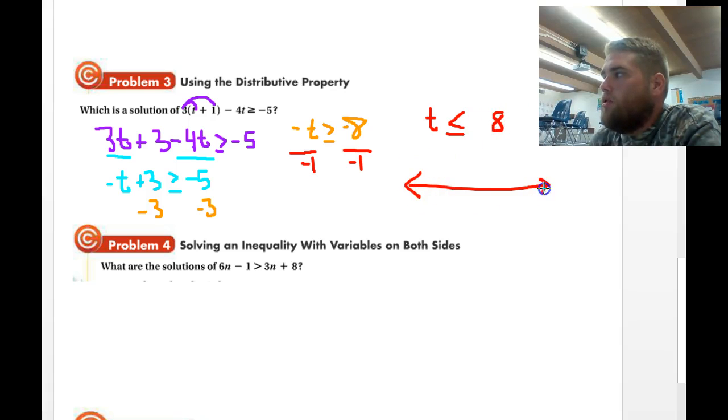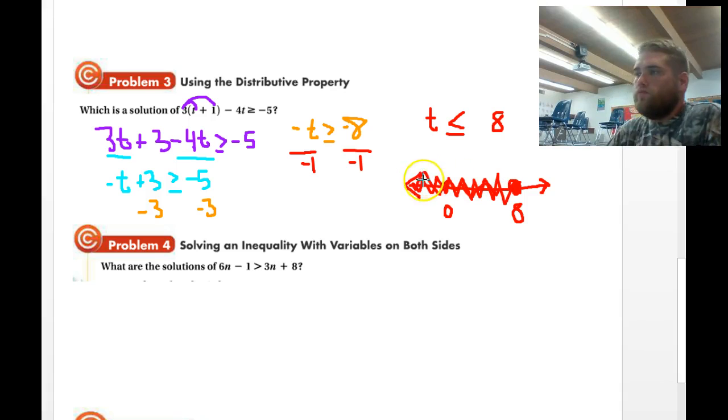So when I draw my number line, okay, I get 0, I get 8. My circle's filled in because of my equal sign, and I shade this direction. All numbers less than 8. Okay? So that's how we do that one. Once again, it's the same rules we've been going over for 2 months now. We're just putting it all together.